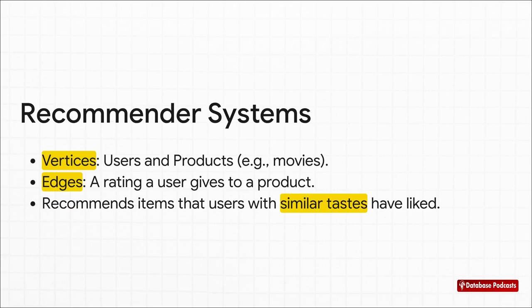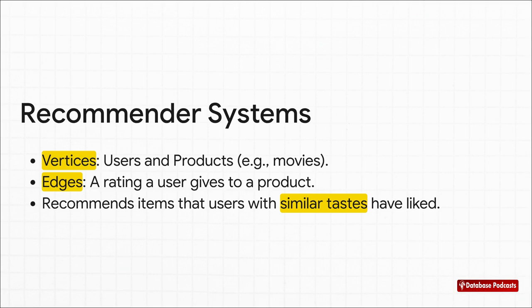Or what about when your favorite streaming service recommends a movie? How does it know you'll like it? You guessed it. It's a graph. You are a vertex, and every movie is another vertex. The rating you give creates an edge between you and that movie. The system then looks for other people with similar tastes, similar patterns of edges, and recommends movies they liked that you haven't seen.